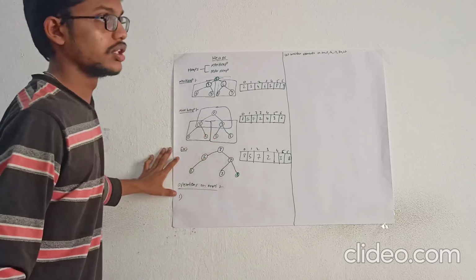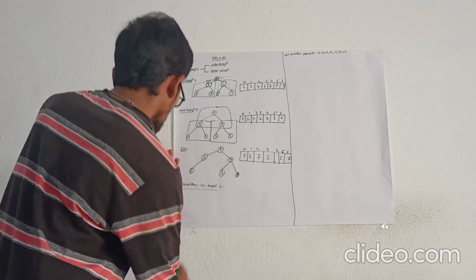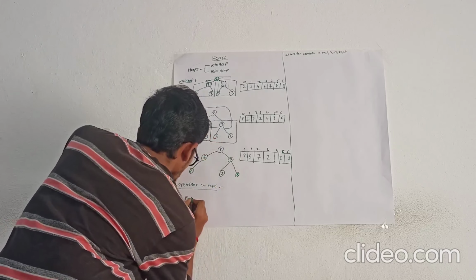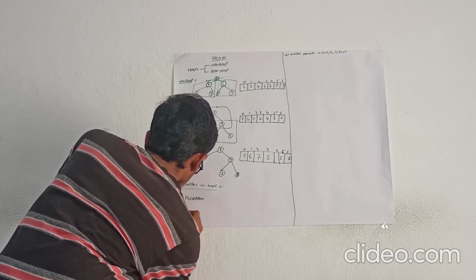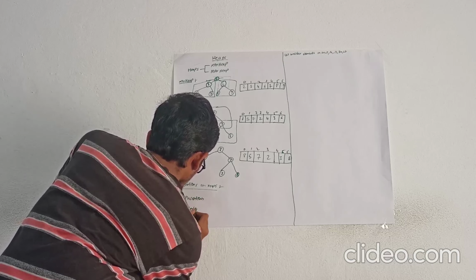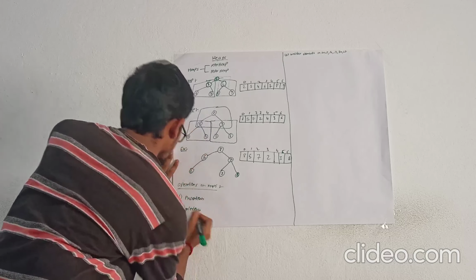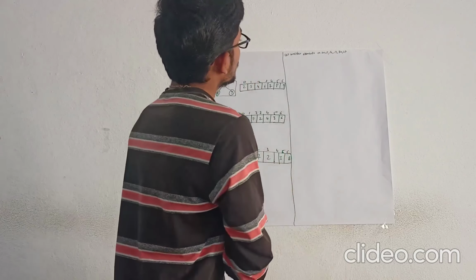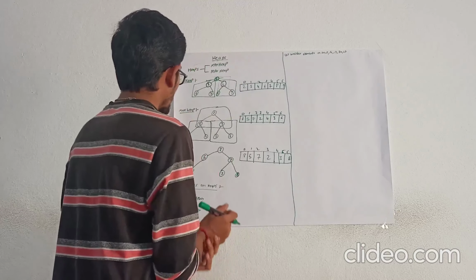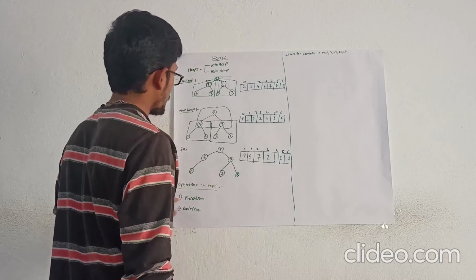Now the operations of heaps. The operations are insertion and deletion. Now as an example, consider the elements 10, 28, 14, 19, 30, 25. Now I am performing the insertion operation.